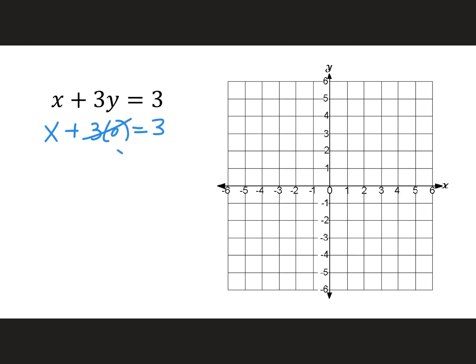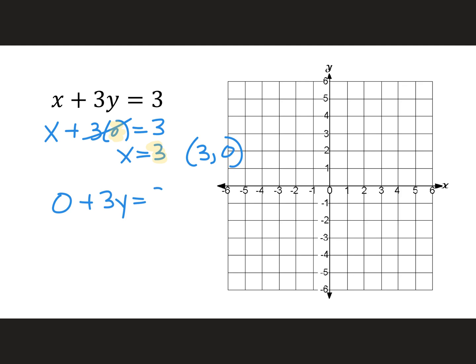So that goes away, x equals 3, and so my ordered pair is (3, 0). You see where I got those 3 and 0 from, right? I got the 0 here for the y value, and then the x equals 3, so that's where I got my ordered pair.